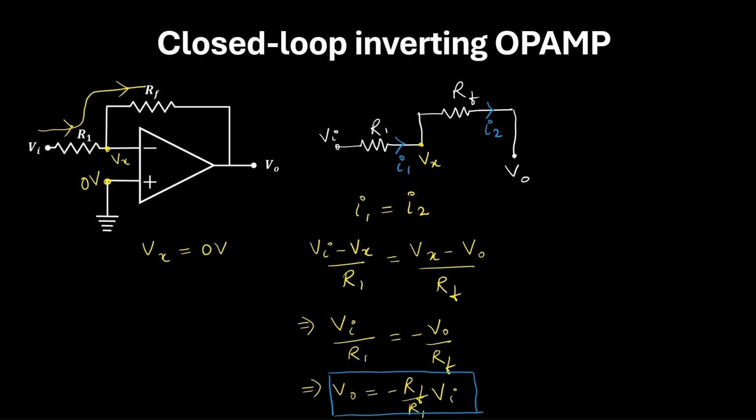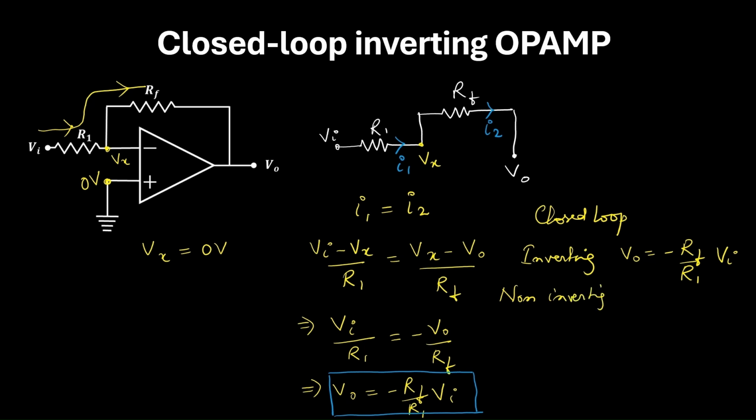Now let us try to recall the two formulas. For closed loop, if it is inverting, then V naught is equal to minus RF by R1 into V input. And if it is non-inverting, then V naught is equal to 1 plus RF by R1 into V input. Now using these two formulas, let us solve some numericals.